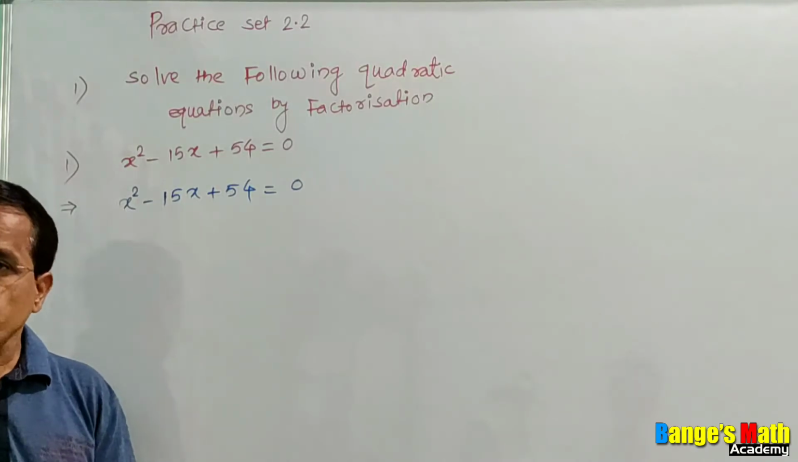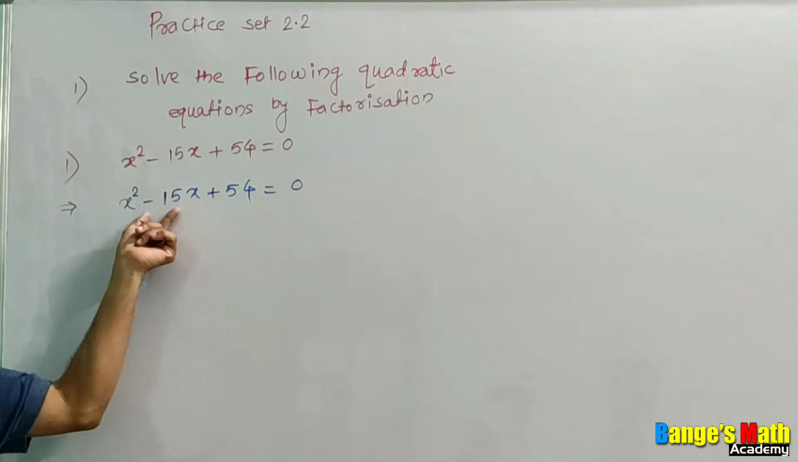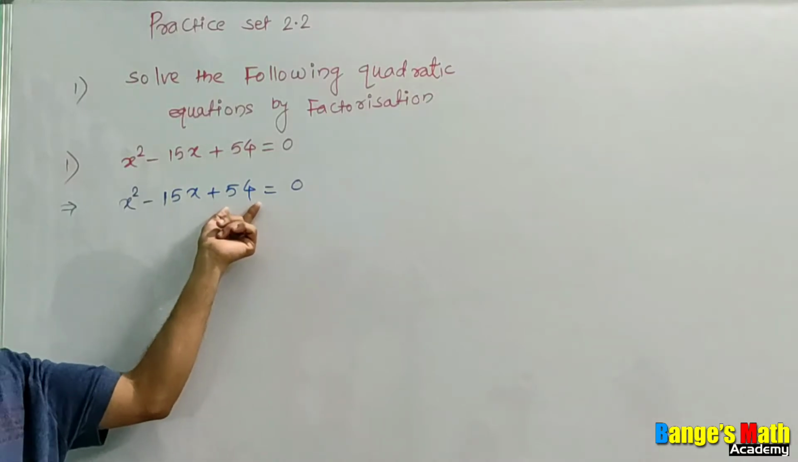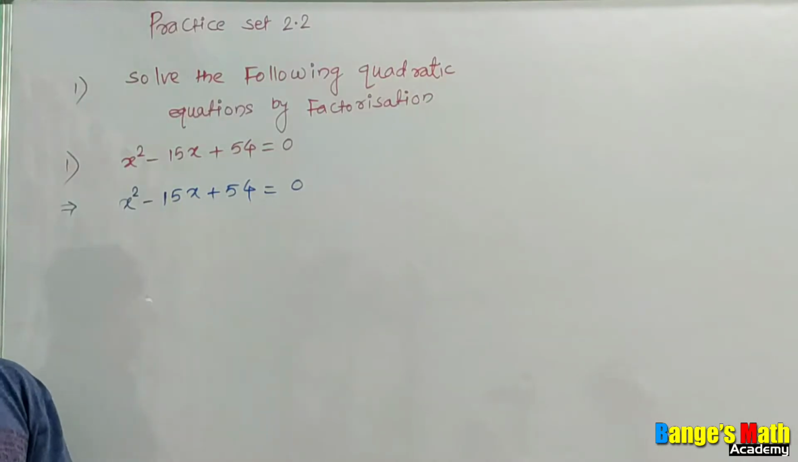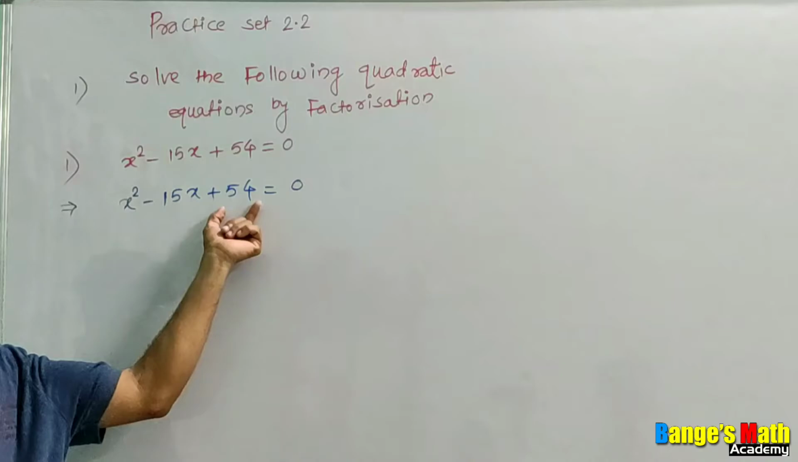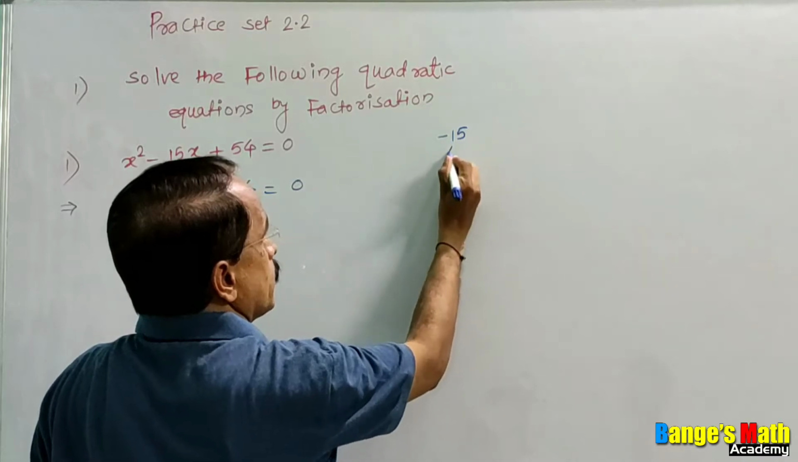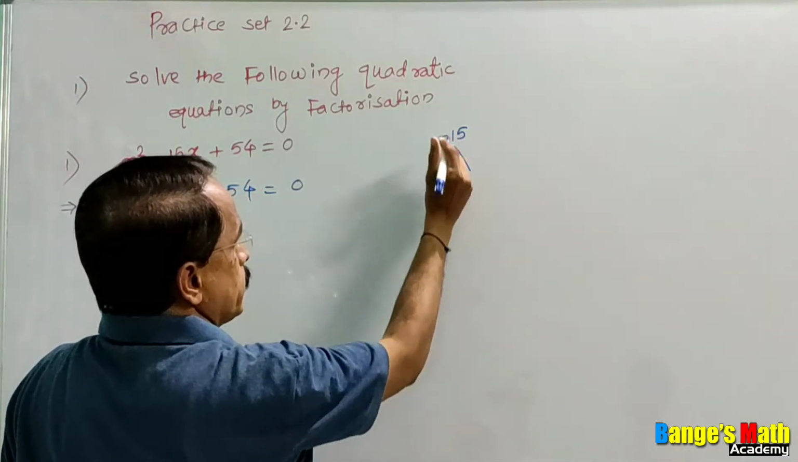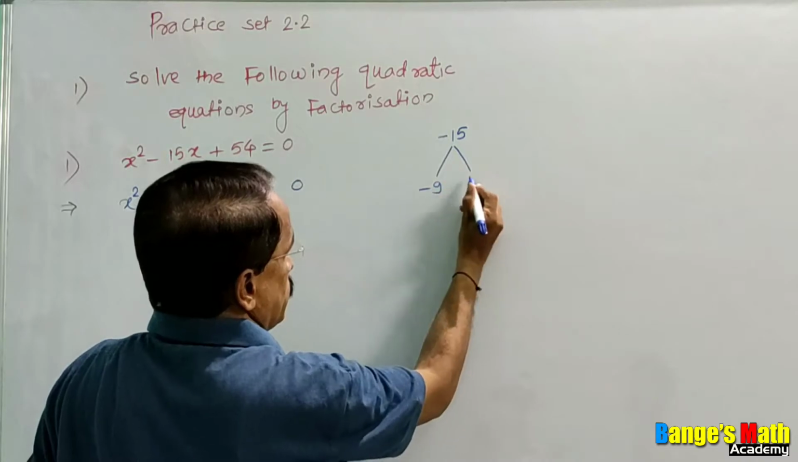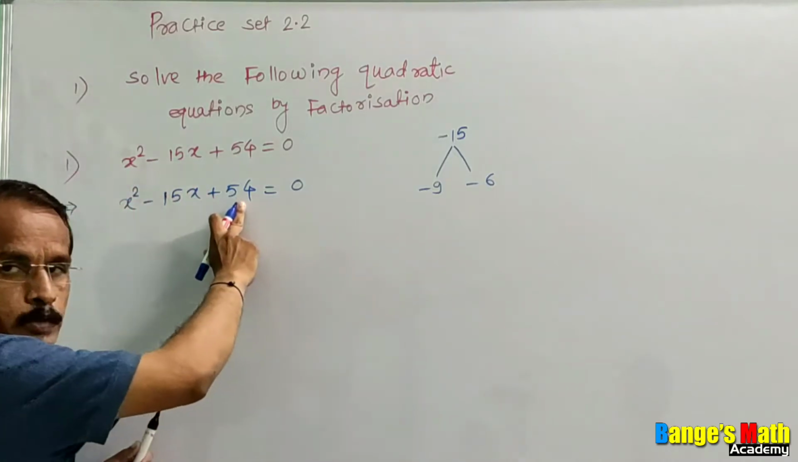By splitting the middle term, see here coefficient of quadratic term is 1 and middle term is minus 15 and constant term is 54. We have to split middle term like this. Find two numbers such that their sum should be minus 15 and their product should be plus 54.